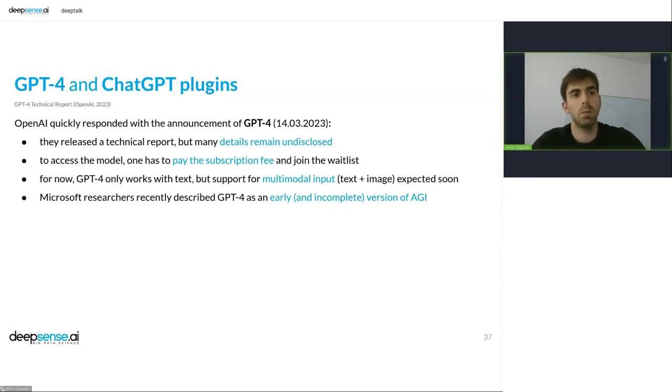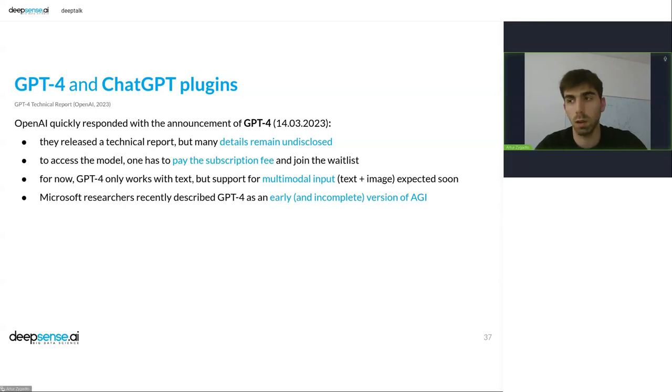Okay, here we are back to GPT-4, because OpenAI quickly responded to the rapid pace of other initiatives with the announcement of GPT-4, precisely on the 14th of March. They released a technical report for GPT-4, but unfortunately, again, they don't want to share too much. Many of the details remain undisclosed. In order to access the model, you have to pay the subscription fee and join the wait list. Fortunately, it takes a reasonable amount of time to be accepted, so you can experiment with GPT-4. For now, it only works with text, but as I said in the beginning, it's soon expected to also allow image input.